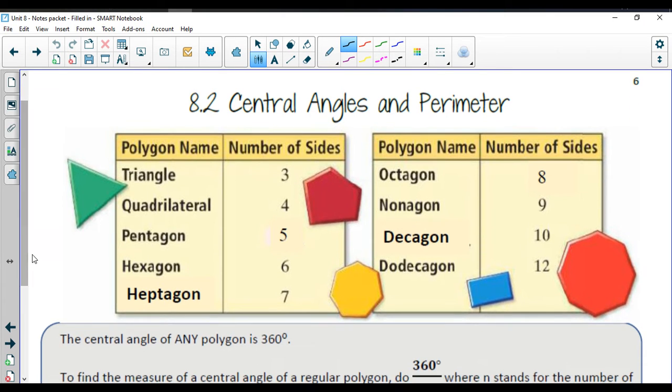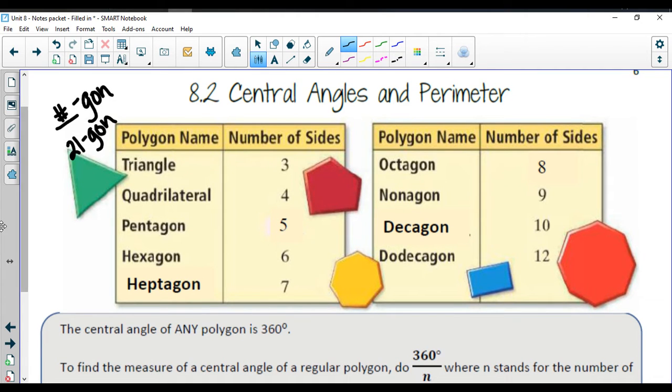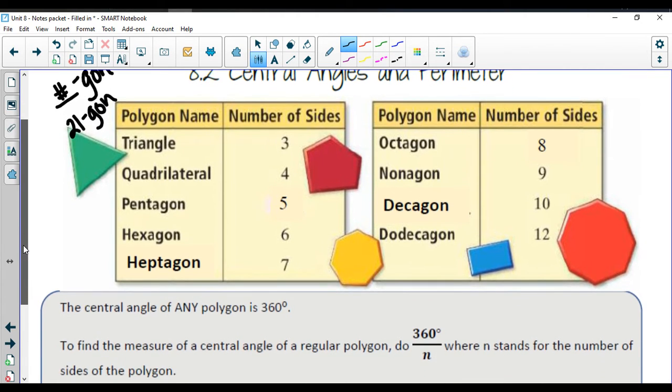Outside of those ones, we really just call them whatever number of sides they have. We put that in here, and then we put a dash, and then we put gon. So for example, if you had a 21-sided object, you would just call it a 21-gon, and that's fine. These are just the ones that have the names that we would expect you to be able to use.